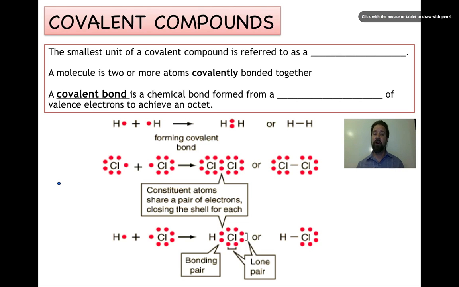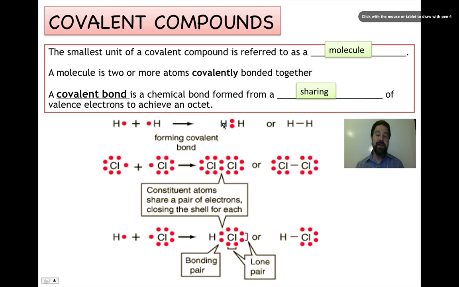So the smallest unit of a covalent compound is referred to as a molecule. It's 2 or more atoms that are covalently bonded together. A covalent bond is a chemical bond formed from, again, a sharing of valence electrons in order to achieve an octet. So if we take a look at our examples that we see here, here is a hydrogen atom, and it has 1 valence electron. Here's another one, and its valence electron just happens to be on the other side. And if the 2 of them come together, they're able to share the 2 electrons between them, which we show in chemistry as a single dash. That represents a covalent bond.